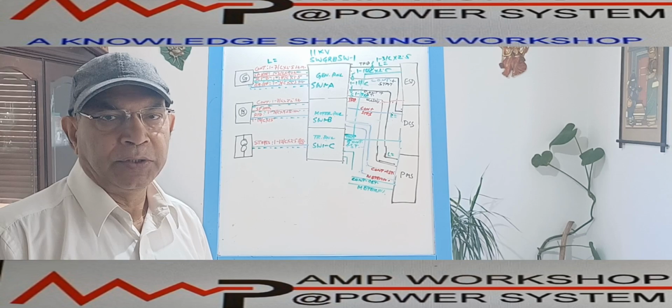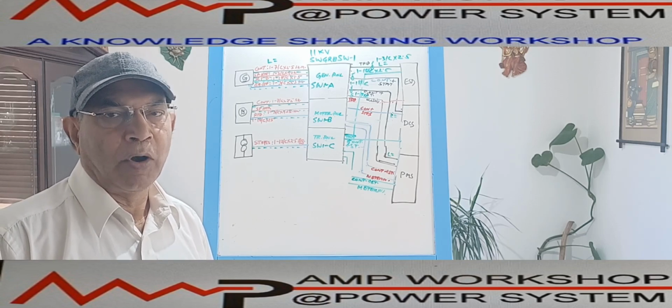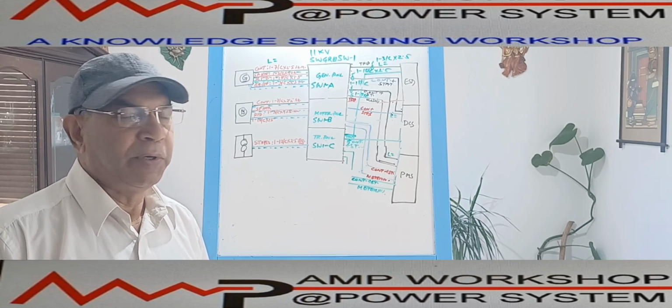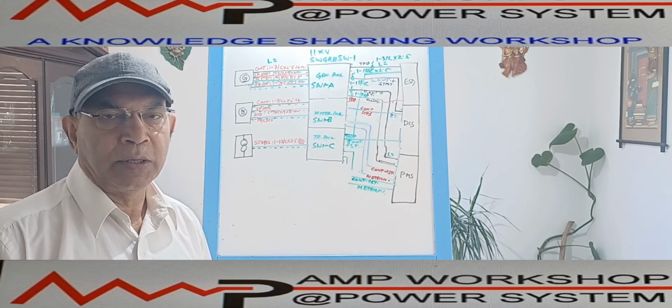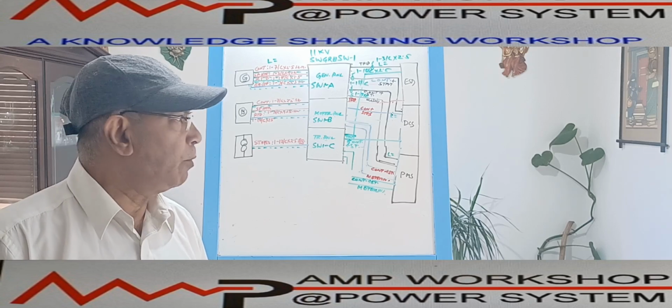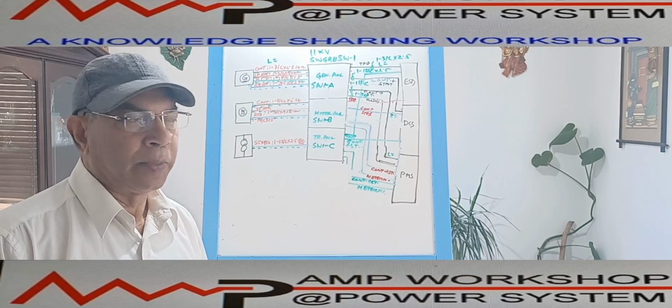Under the present session, we are going to discuss the control cable block diagram for 11 kV switchgear. In the previous session, we discussed the power cable block diagram for 11 kV switchgear, and today's point of discussion is the control cable block diagram.